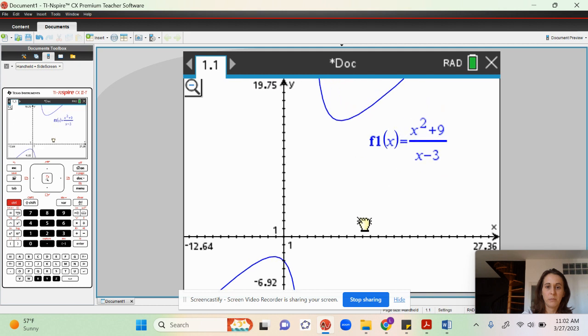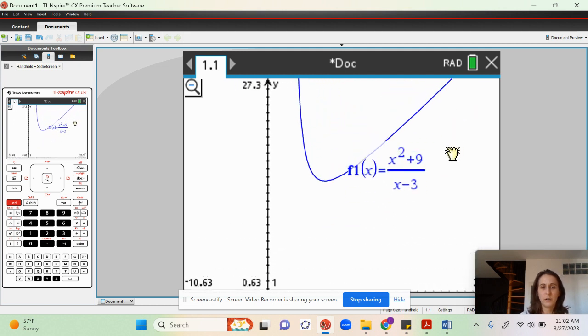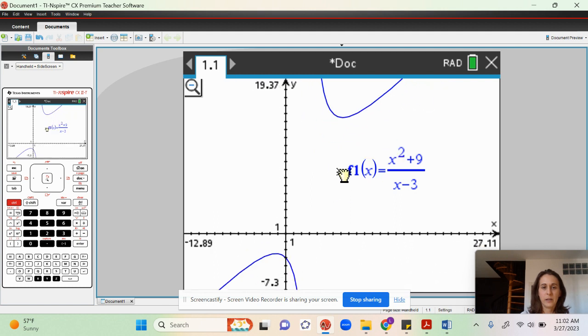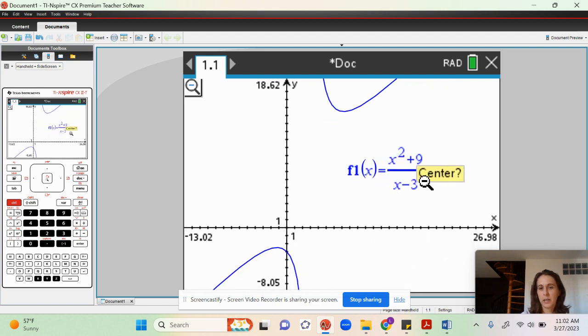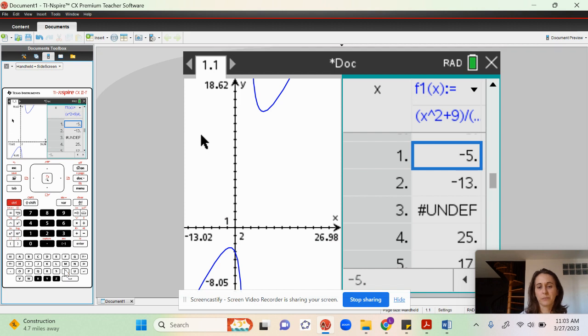Oh, look, if I move this way, I can. And this is pretty strange here. I can see that it looks like, again, x can't be equal to 3 in this equation because it would be an undefined function. But it looks like as x is getting closer to 3 from the right, the outputs are getting really, really large. We can also see that from the table, Control T.